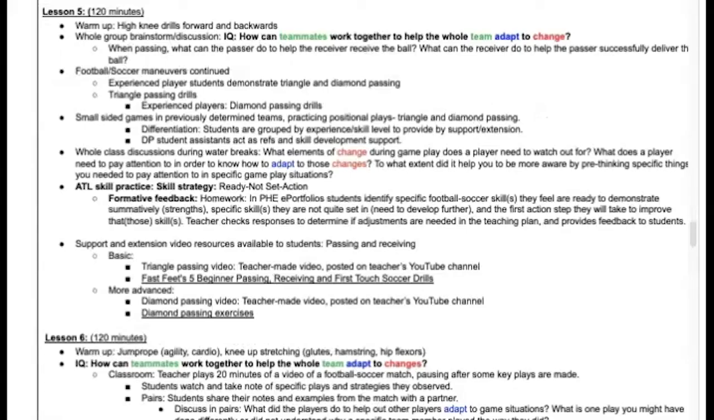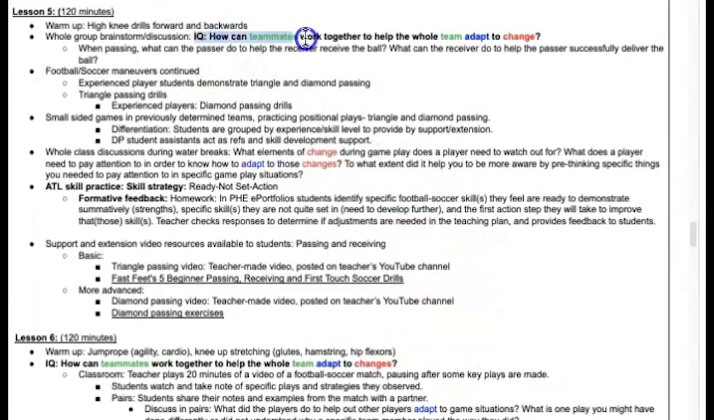I did want to go back to the unit plan and show you an example of the type of content or skills-based questions that can be added. So a good example might be this. The inquiry question is here. How can teammates work together to help the whole team adapt to change? But there are some more specific questions that are not identified up in the inquiry section of the unit plan, but they're added into this section.